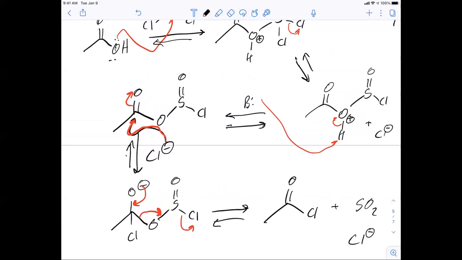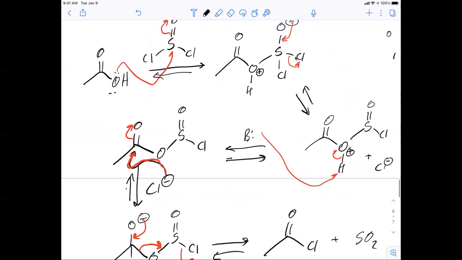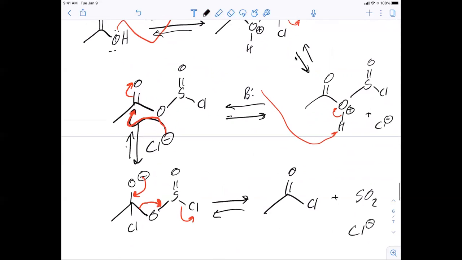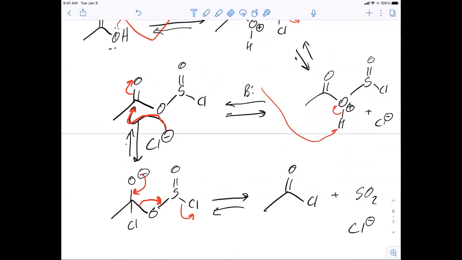So if we look at this, right, now thinking about that leaving group, is it the OH that's leaving? No. Well, what did we change here? What are we comparing the Cl minus to here? We're comparing the Cl minus to the SO2, right?